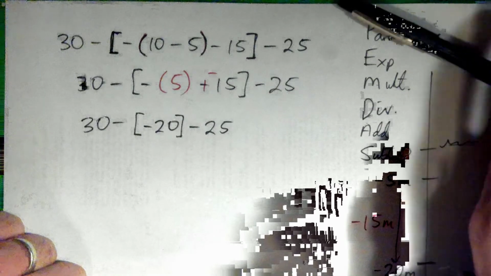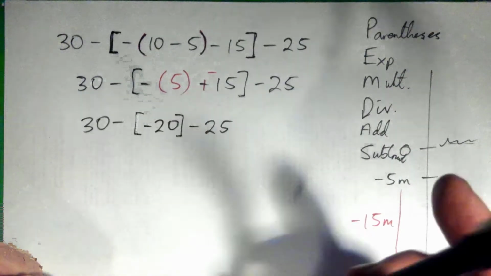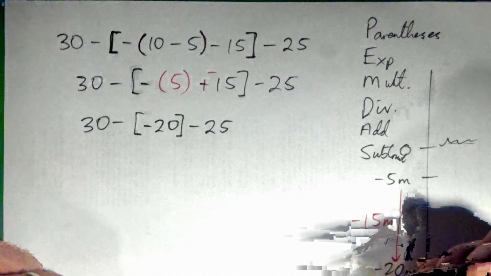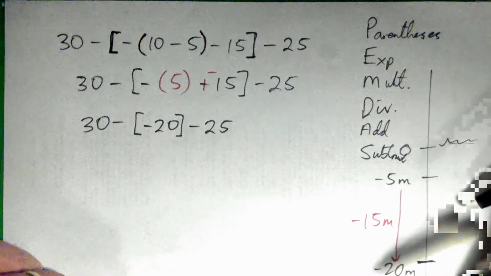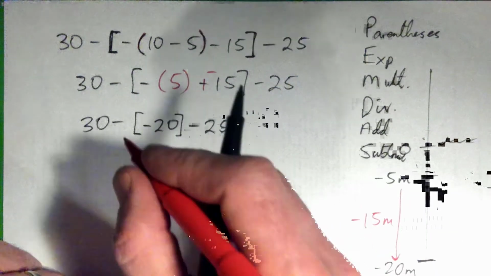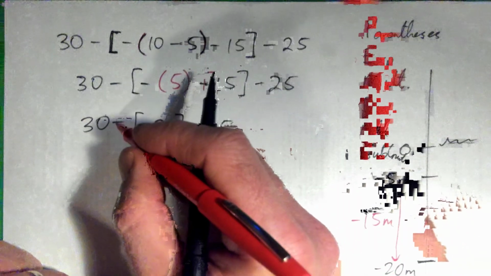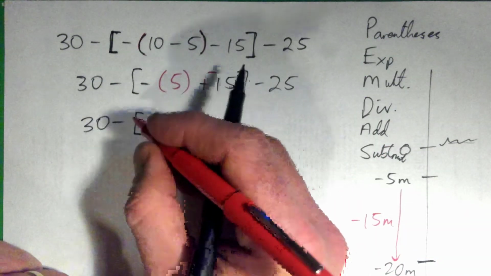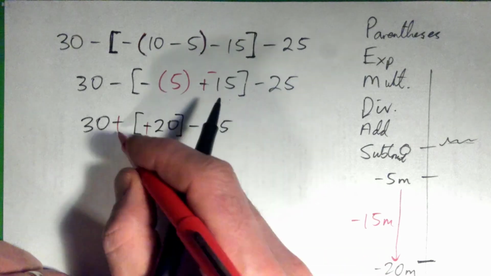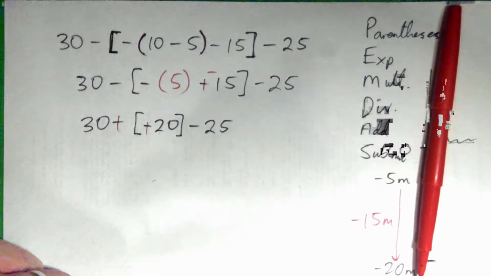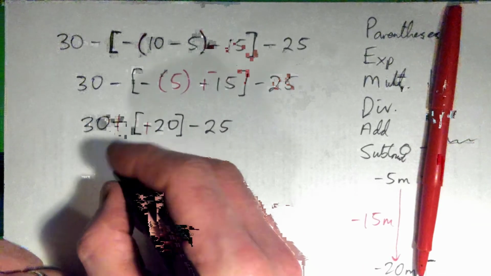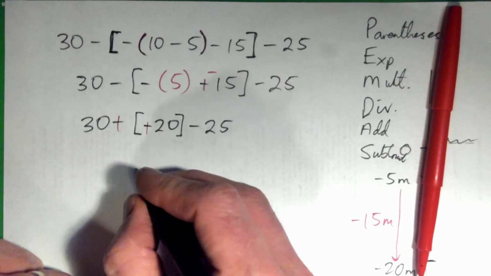So what do we get with 30 minus negative 20? Yes, exactly. And so subtracting a negative is like giving a positive. Like cancelling a debt of $20 is like giving somebody $20 cash. So 30 plus positive 20 is 50.